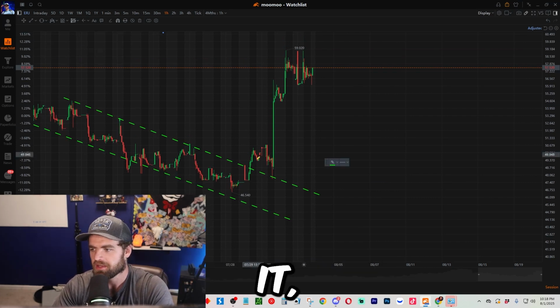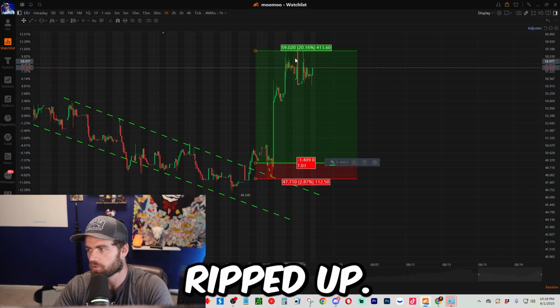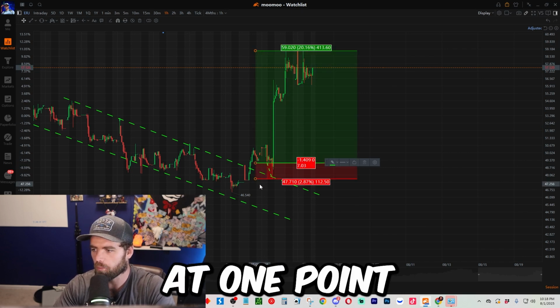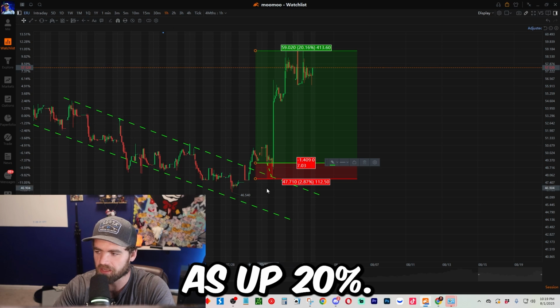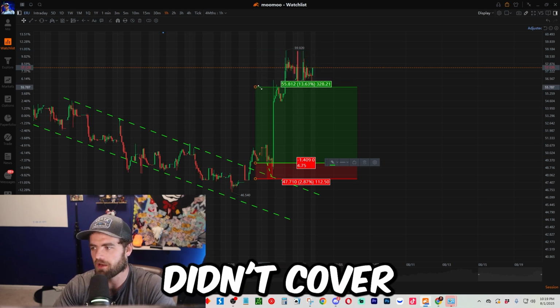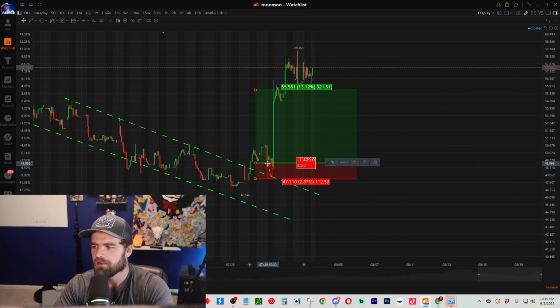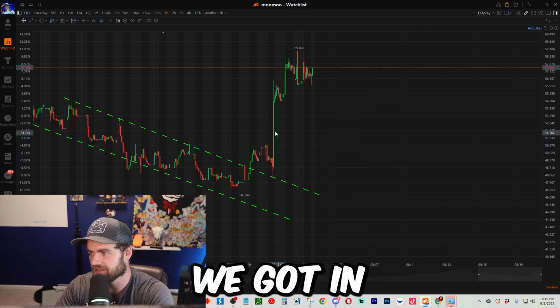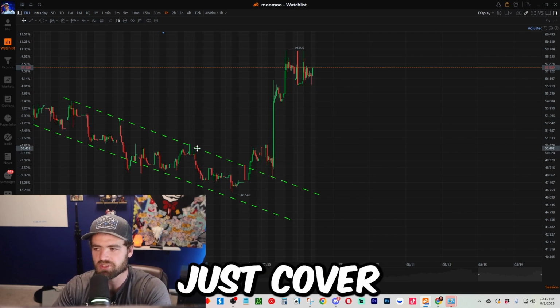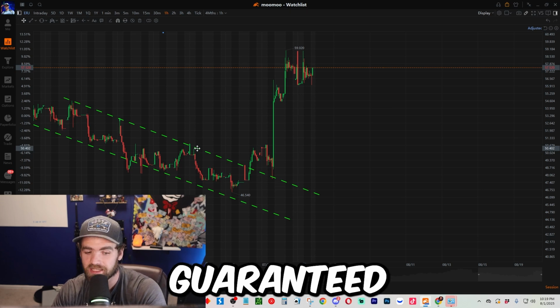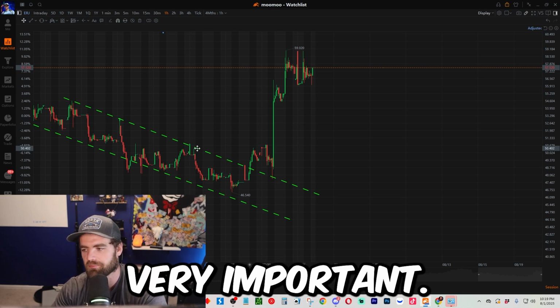Obviously, some luck did play a huge factor in this, because the next day or 2 days after we bought it, this thing absolutely ripped up. At one point, it was as high as up 20%. Obviously, we didn't cover from there. We covered near and around 13%, because by the time we got in and then out, we wanted to just cover profit and lock in guaranteed profit, which I think is very, very, very important.